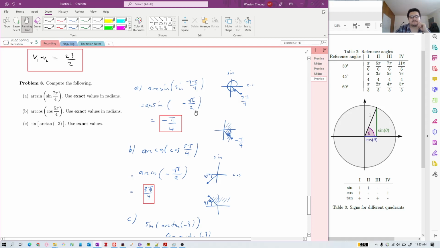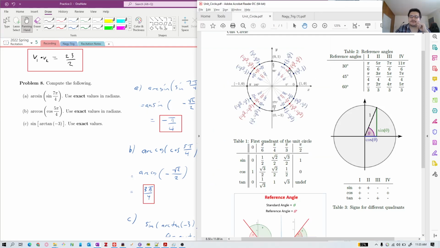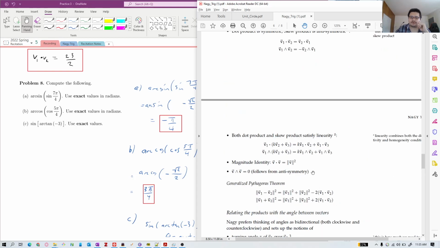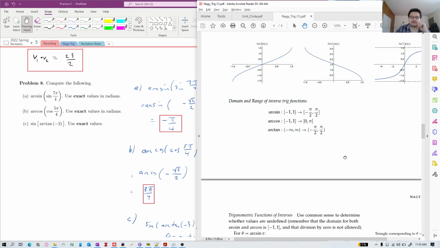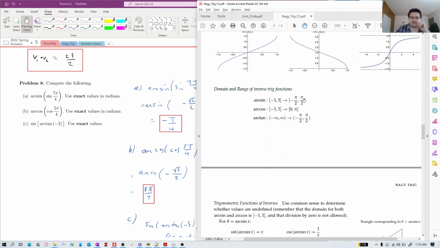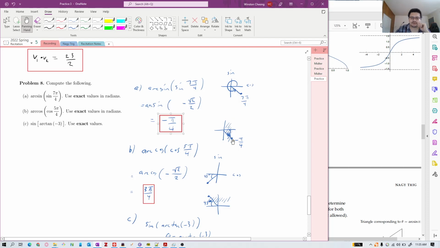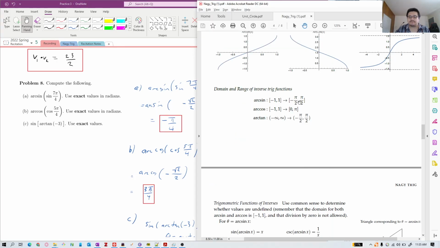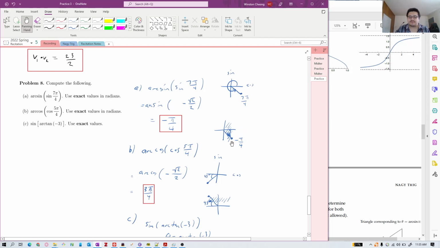Well, thinking about the range for arcsine, that's over here. The range for arcsine, minus pi over 2 to pi over 2, is these two right quadrants that I've shaded. So the angle location doesn't change, but its name changes because 7 pi over 4 is outside of this interval. So we use a different name for this position.